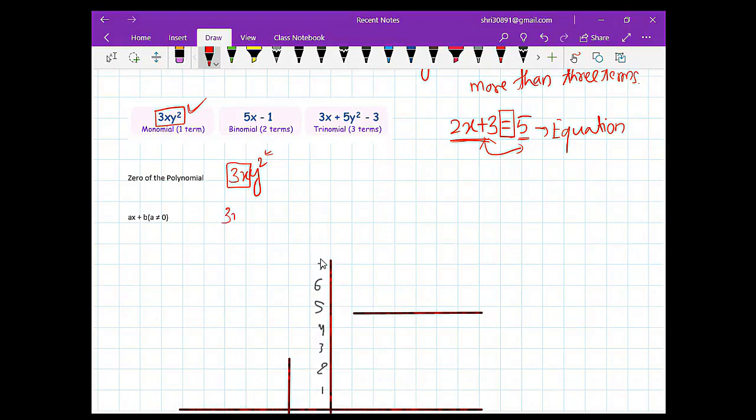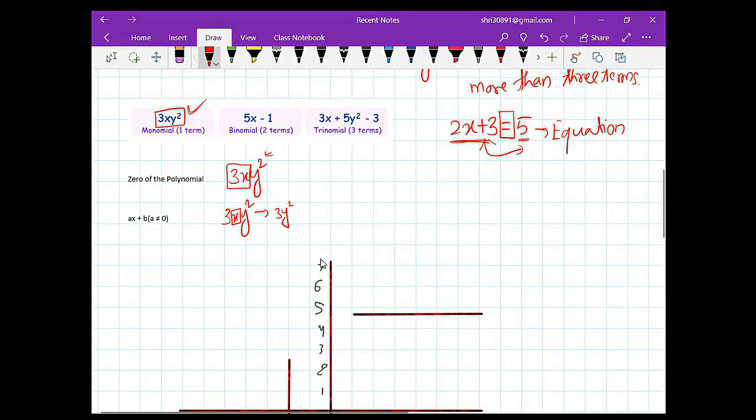If the coefficient of x is asked in the question, then your answer will be 3y square. If the coefficient of xy square is asked, then it is only 3. Coefficient of xy square is 3 only. Coefficient of x is 3y square. Coefficient of y square is 3x. You should know that. Any variable multiplied by a number or by another variable, then the total is the coefficient.